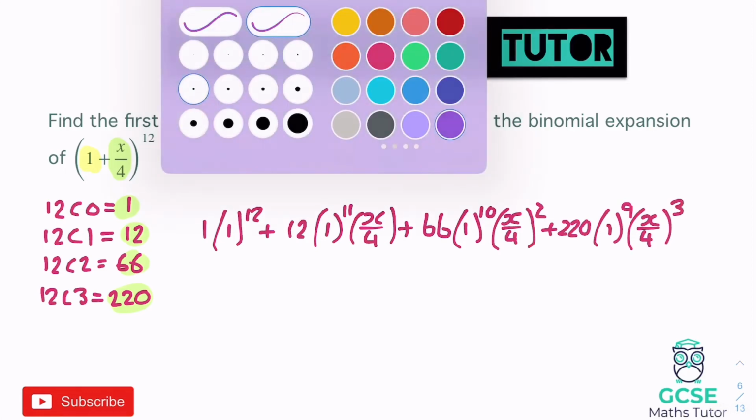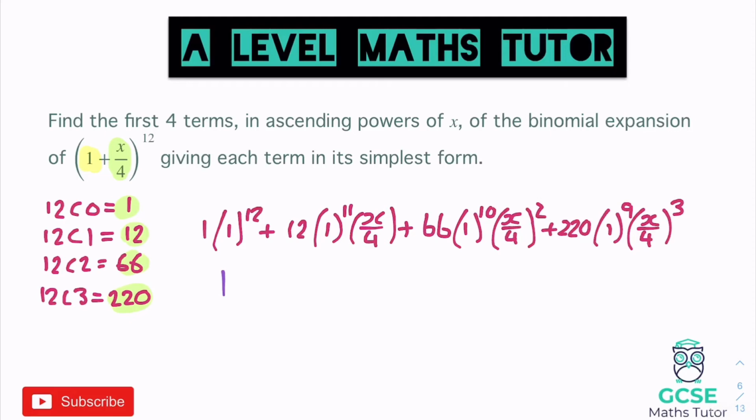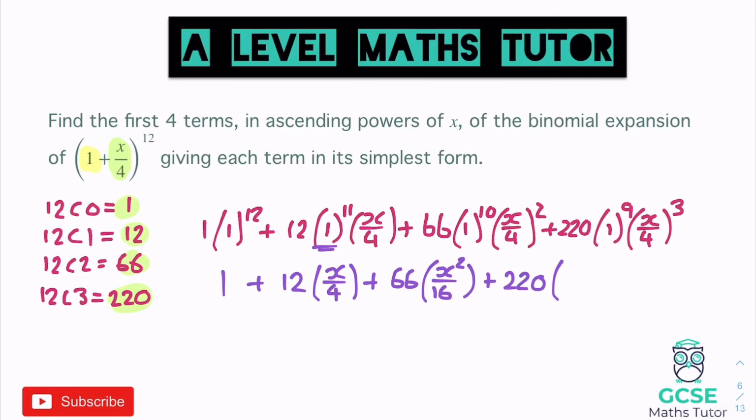Right, there we go, and let's just go about simplifying all of this. So 1 to the power of 12 is 1. This is quite nice because we get these 1s here, so that 12 times 1 to the power of anything, that's just going to stay as 12. So we have 12 lots of x over 4. Then we have 66 lots of x over 4 squared, which is x squared over 4 squared, which is 16. And then for the last one, 220 times 1 to the power 9 is 220. So 220 lots of x cubed over 4 cubed, and 4 cubed is 64, so it's x cubed over 64. And there we go.